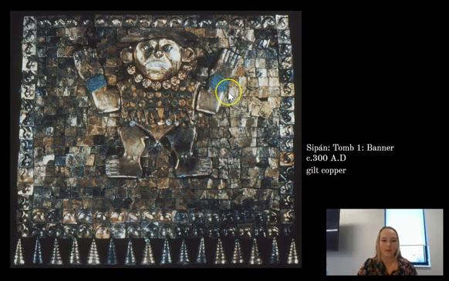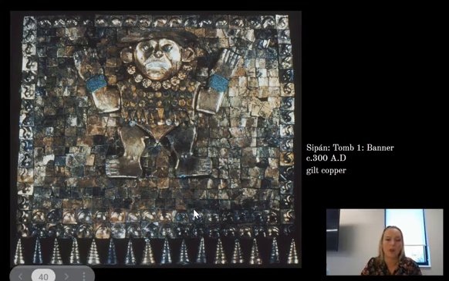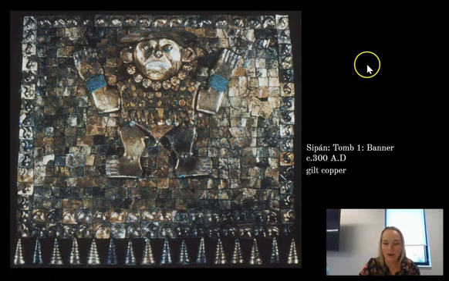Here's another work of metalwork from Sipan Tomb 1. This is a banner. This one's made out of gilt copper, and I really like this one because it shows you some of the three-dimensionality of Moche metalwork. So they're working with a lot of flat gold, but they're layering it, they're attaching it, they have like beads and bells that can swing around independently, and they're also kind of making a mosaic out of it.